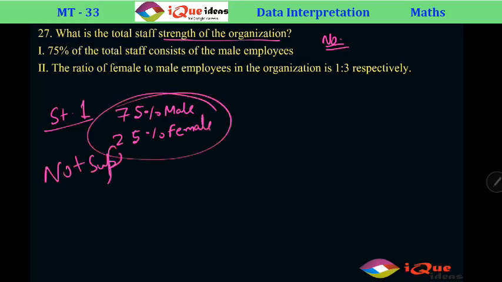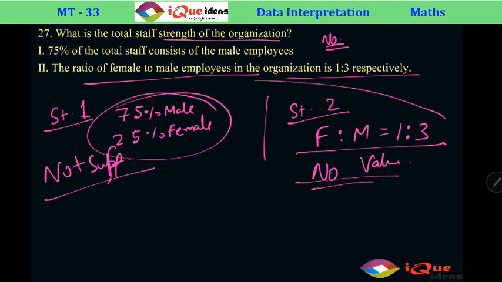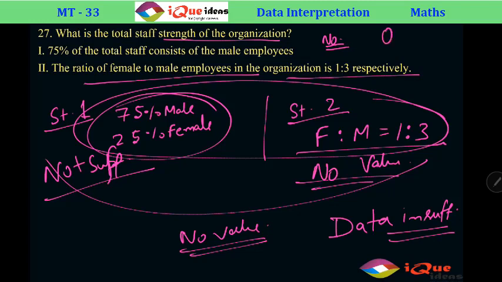Okay, let's look at the second statement. The ratio of female to male employees in the organization is 1:3. Statement 2 says ratio of female to male is 1:3. Again, this gives a relation but does not give a value, so not sufficient. Now even after combining, it will be the same information, and they don't have any value. That means the answer to this question is data insufficient even after combining. So which option will you mark? Remember, when none of them is sufficient, then option D is the correct answer. Even after combining, the answer to question 27 will be option D.